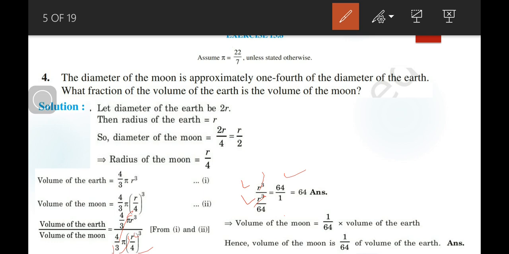So the volume of the moon, now from this equation we find volume of the earth divided by volume of the moon equal to 64. Now let me move volume of the earth here. So we get volume of the moon is equal to 1 by 64 into volume of the earth. Hence the volume of the moon is 1/64th of volume of the earth, as we can say.